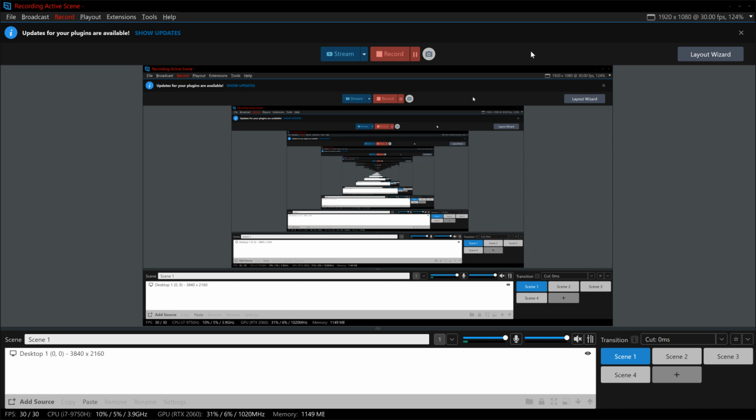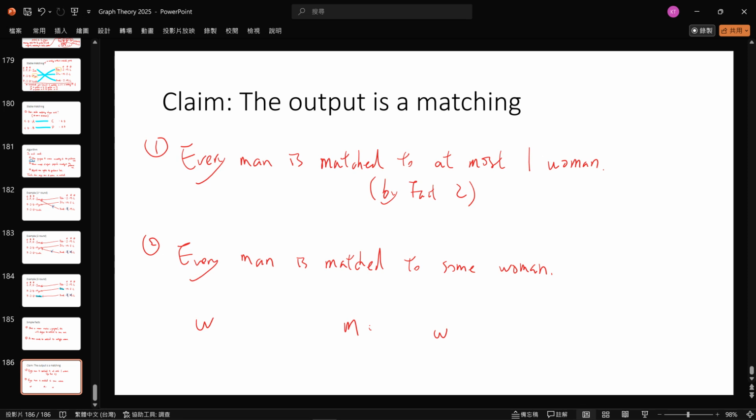But I think the main question is: is it possible that W is not in M's preference list? Because if W is not in M's preference list, then M cannot make a proposal to W. So you have to show that this is impossible.